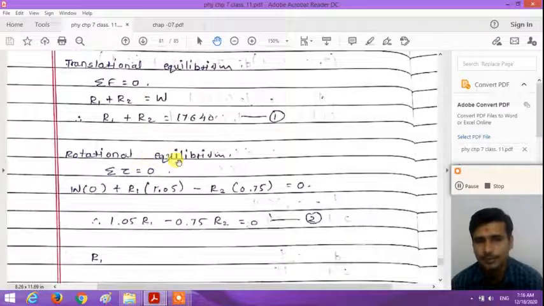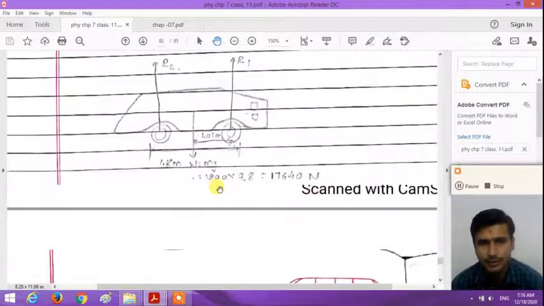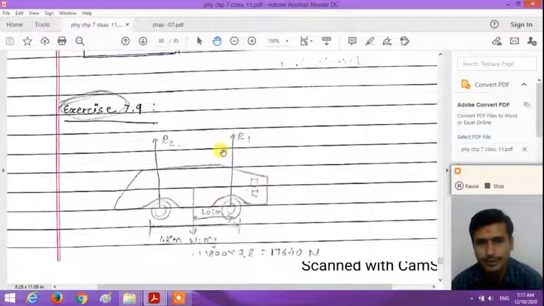Now, if we consider the rotational equilibrium, how can we calculate it? The body is in rotational equilibrium if the resultant torque acting on the body is 0. So we take sigma tau is equal to 0. Here the W force is on the center of gravity, so the distance of the force W from the center of gravity is 0. So we take W into 0. The second force is R1. R1 force is exerted at a distance 1.05 meter from the center of gravity.